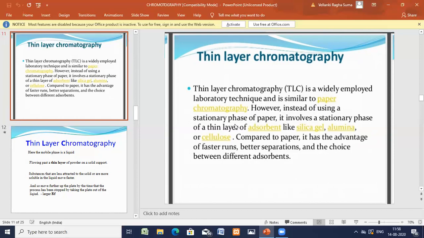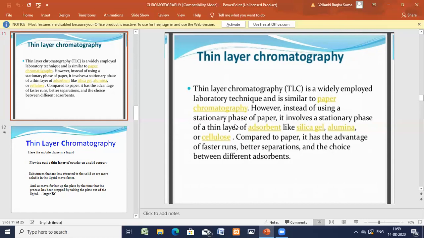Thin layer chromatography has more advantages compared to paper chromatography. Equipment is almost simple. The chromatogram takes a very short time. Stationary phase choice is wide. Recovery of the separated components is fast and easy. Separation efficiency is high. Identification of separated components is also easy in thin layer chromatography.